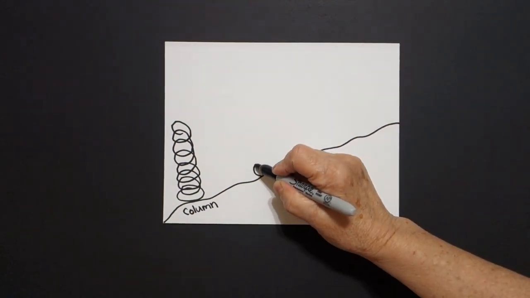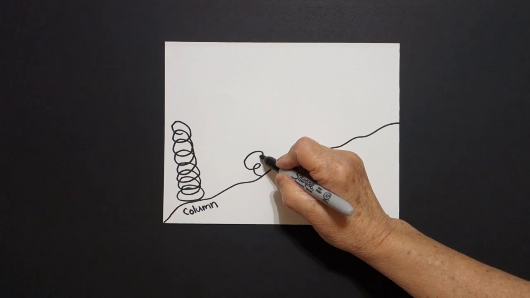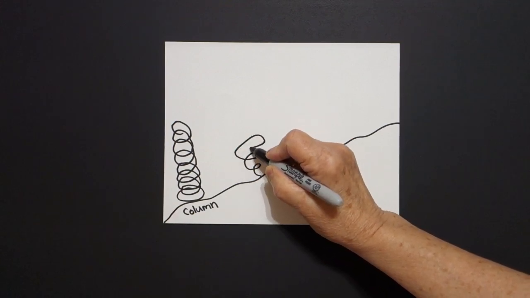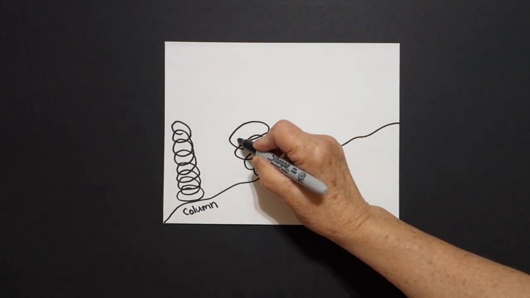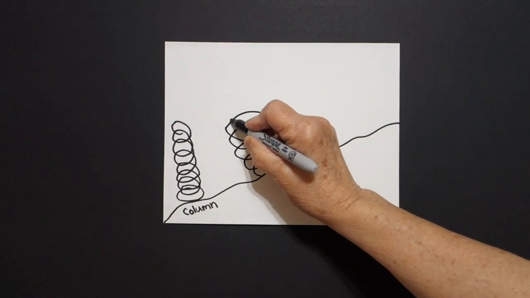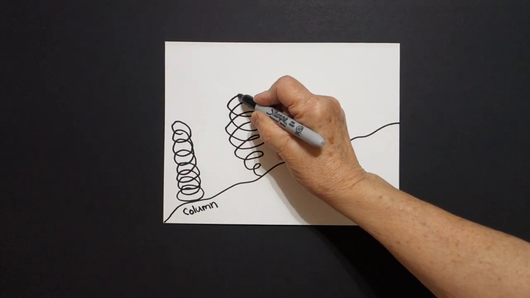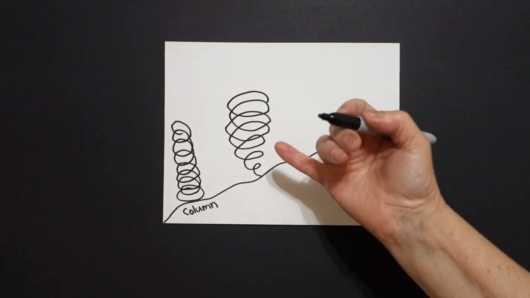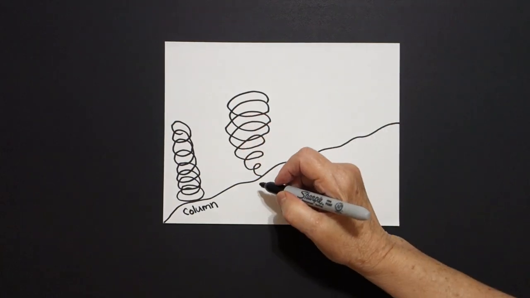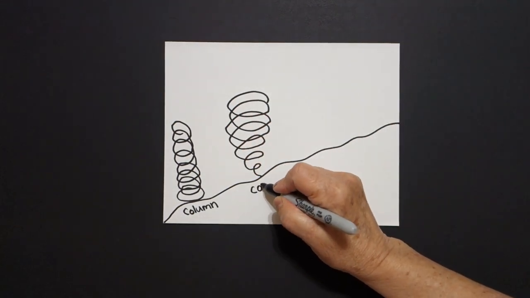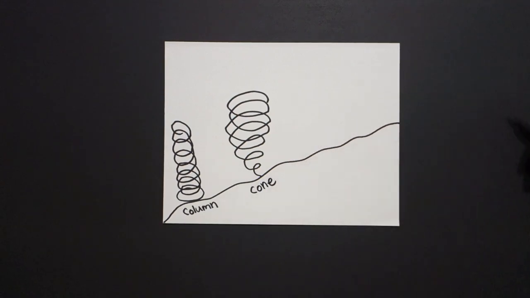Next to that, right about here, let's put a dot. And this time we're going to do spirals, getting bigger and bigger. Keep going up, up, up. And this, which is like a cone, is a cone tornado.